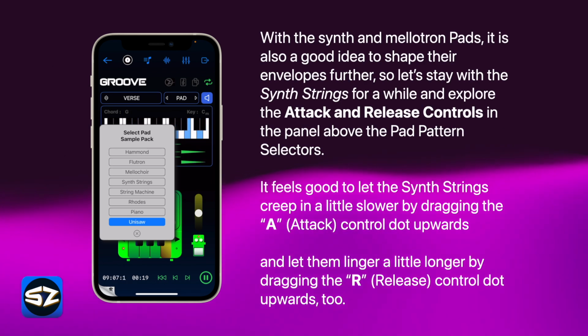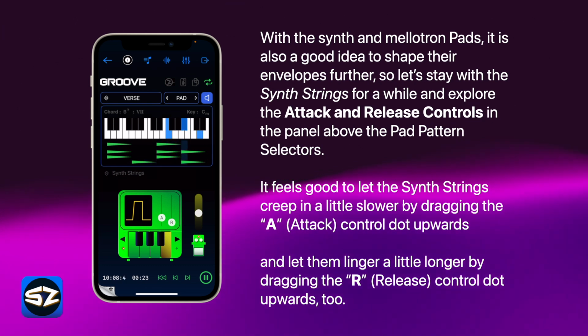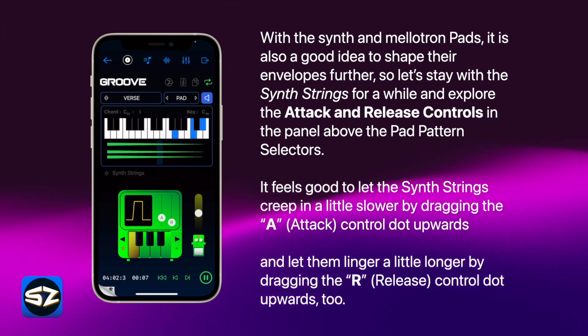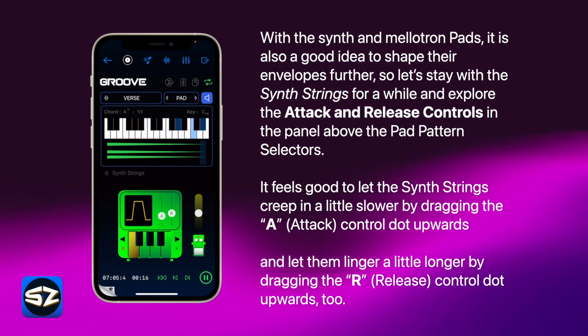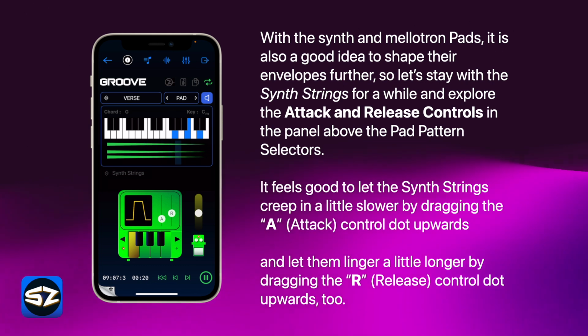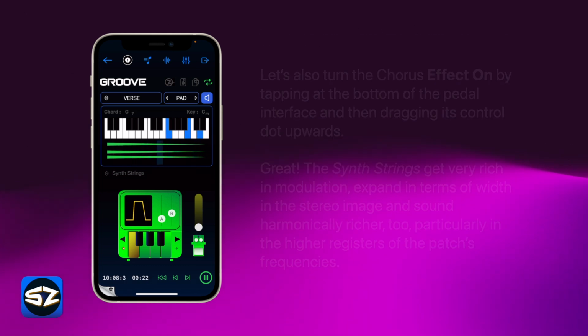With the synth and mellotron pads, it is also a good idea to shape their envelopes further, so let's stay with the synth strings for a while and explore the attack and release controls in the panel above the pad pattern selectors. It feels good to let the synth strings creep in a little slower by dragging the attack control dot upwards, and then let them linger a little longer by dragging the release control dot upwards too.